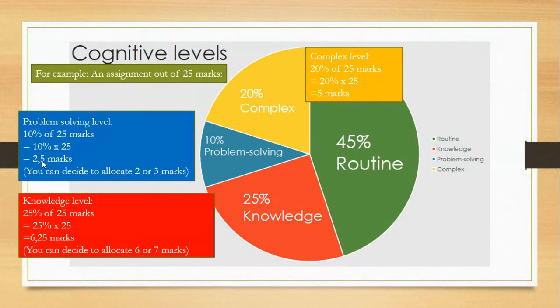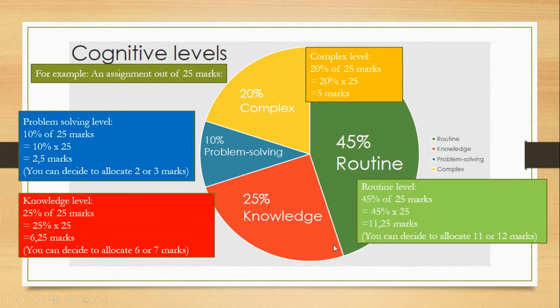total 25. So for knowledge level, you do the same calculation. 25% of 25 marks is 25 divided by 100 multiplied by 25, which gives you 6.25 marks. So you decide on either 6 or 7 marks. And then you do the same with the routine level. You work it out. So in the end, you decide that maybe you're going to allocate 11 marks for routine, 5 for complex, 2 for problem solving, and 7 for knowledge, so that it totals 25 marks.